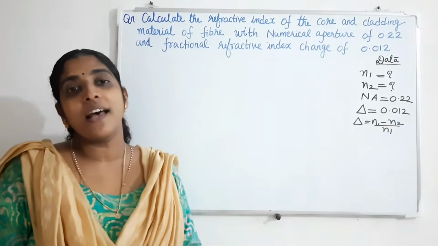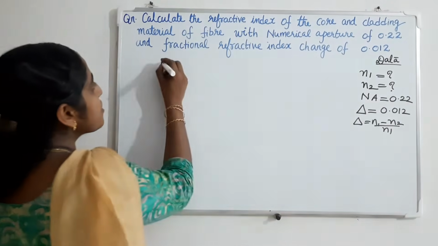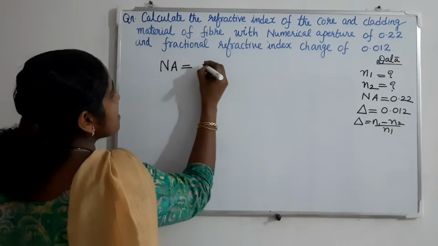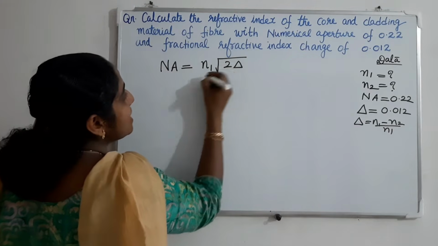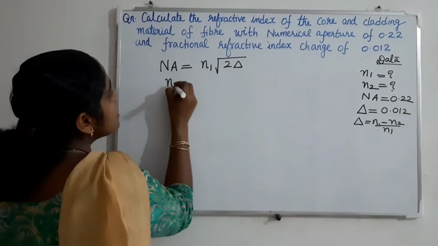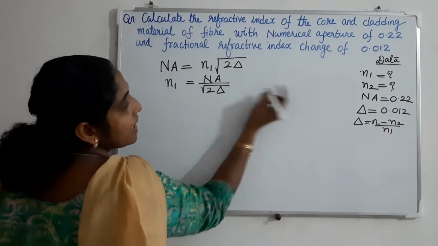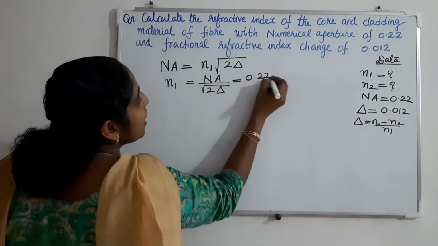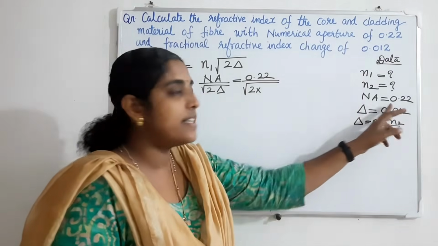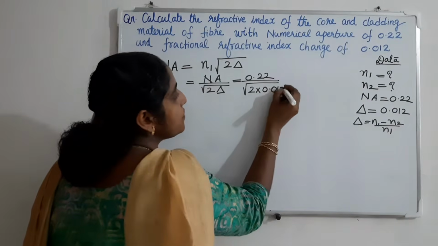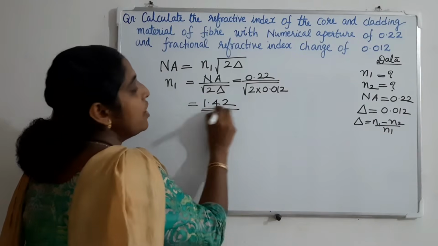Here we can use the expression for numerical aperture in terms of fractional index change. What is the expression for numerical aperture in terms of fractional index change? Numerical aperture is equal to n1 into root of 2 delta. Therefore, n1 is equal to numerical aperture divided by root of 2 delta. Numerical aperture is 0.22 divided by root of 2 into the fractional index change delta is 0.012. On calculating it, we will get the refractive index of the core as 1.42.